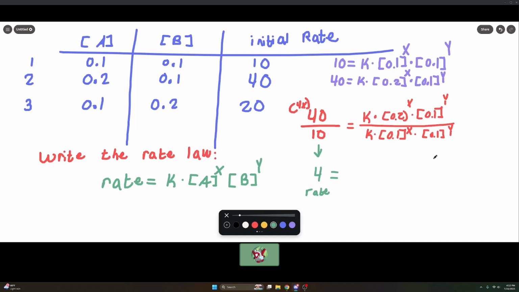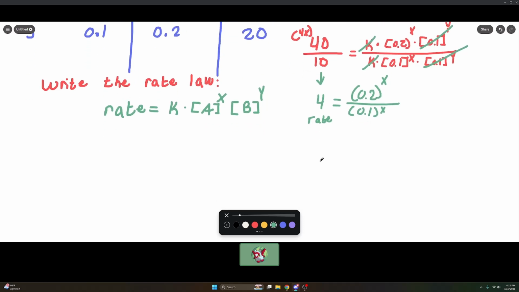On the right, once you do all the math, we can see here that k cancels and that this 0.1 to the y also cancels. And I get 0.2 to the x power over 0.1 to the x power. Let me keep extrapolating a little bit. Let me keep doing some math.